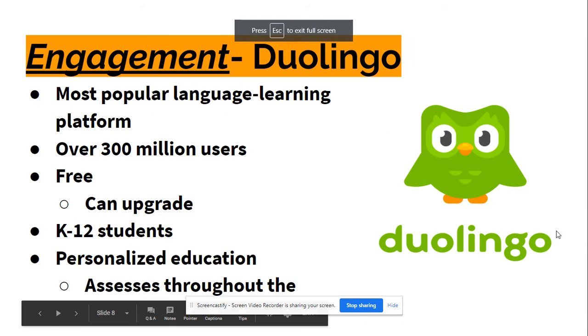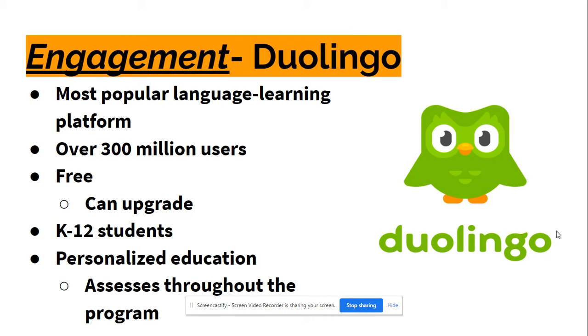All right, so now we are going to take a look at engagement through Duolingo. It's a very, very popular online language learning platform. There's over 300 million users, and let me say, after looking at it, I can see why. It's completely free, but you can upgrade to make it more personalized and just to avoid things such as advertisements.